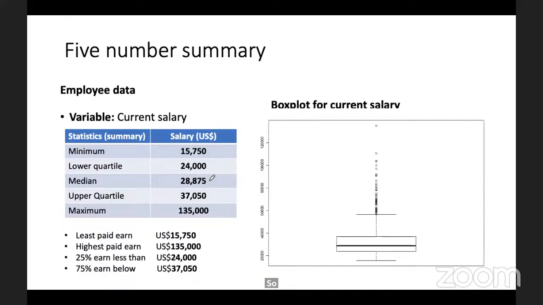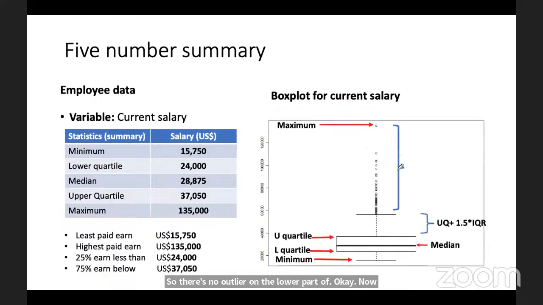Now, when we go to the salary, we see the same thing. You can see from here that the minimum current salary is 15,750. The maximum salary is 135,000. The median salary is 28,875. Then this is the lower quartile, and this is the upper quartile. So you can see that the least paid person earns 15,750.